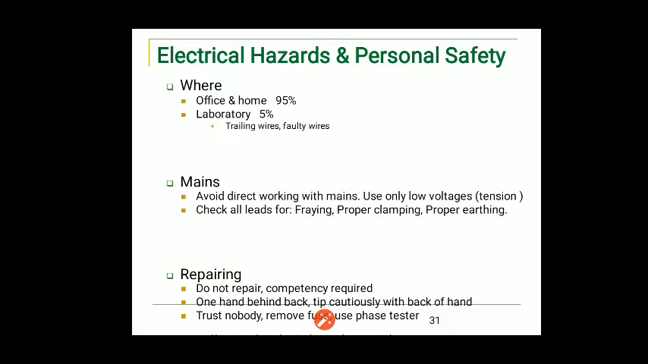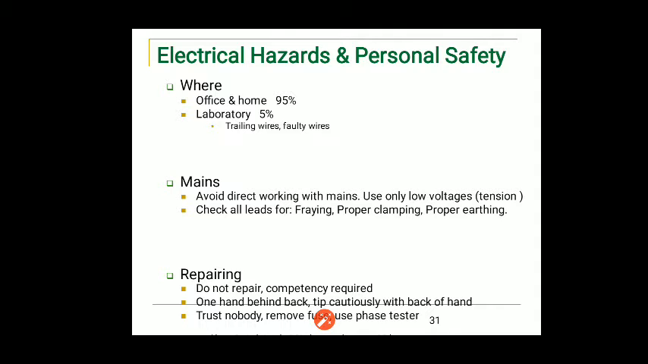Electrical hazards occur in offices and homes 95% of the time and in laboratories 5%. Trailing wires and faulty wires cause faults, which create electrical hazards, and in this condition we need to ensure personal safety. We also discussed equipment and appliance electrical safety and protection in the first and second videos. Next is the mains. Avoid working directly with the mains.